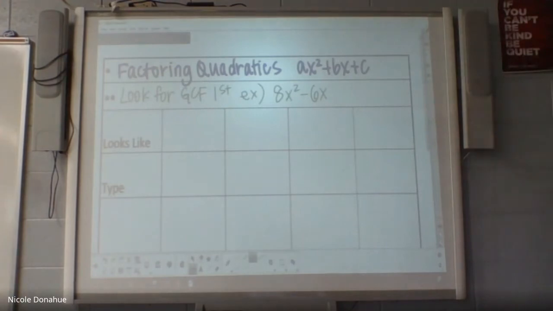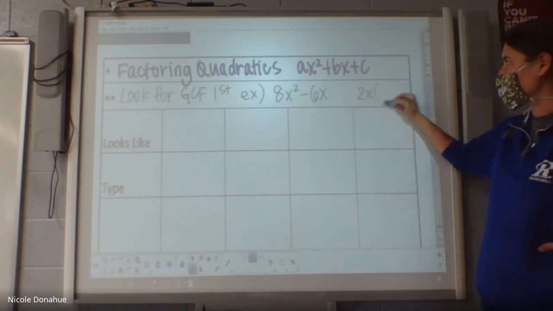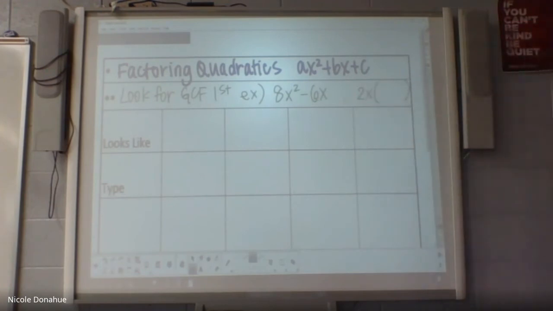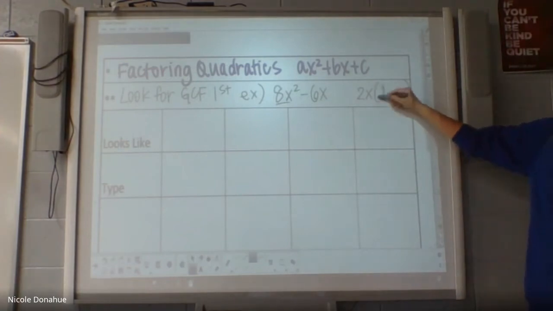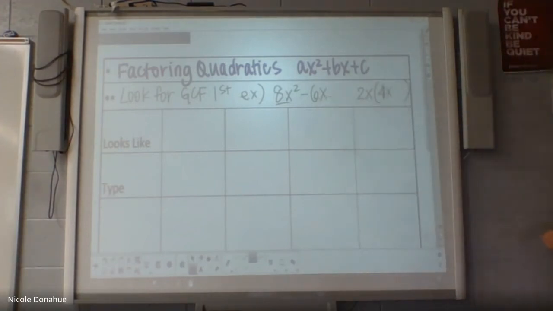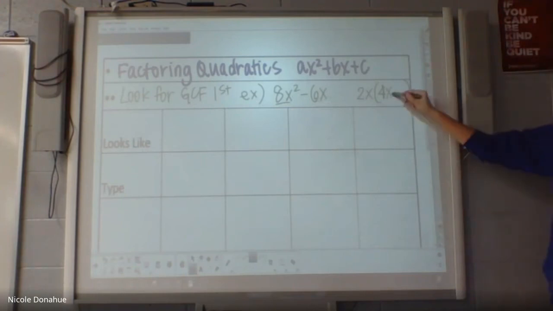A problem like this is a quadratic, but it has a greatest common factor. It's 2x. So we can factor out a 2x from these terms, which means we divide 2x out of them. I divide this one by 2x and I'm left with 4x. Divide 6x by 2x, and I get 3. Negative. So this would be the factored version of that.